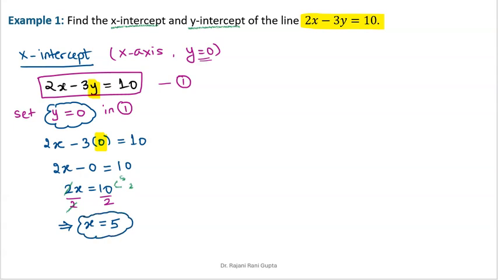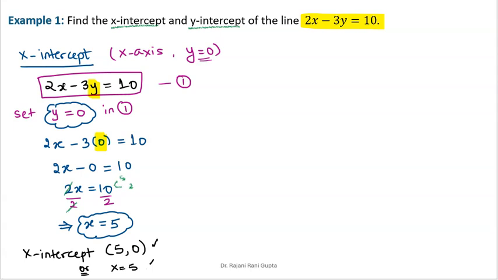So in this case, how will you write your x-intercept? This is important. You'll write x-intercept as a point. So you can write x-intercept as 5 comma 0, where the value of y is 0. Or you can write it as x equal to 5. So you should be familiar with both the notations.